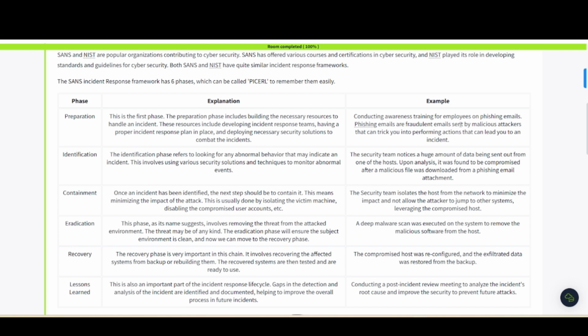Phishing emails are fraudulent emails sent by malicious attackers that can trick you into performing actions that can lead to an incident. Identification. The identification phase refers to looking for any abnormal behavior that can indicate an incident. This involves using various security solutions and techniques to monitor abnormal events. And you have the example here. The security team notices a huge amount of data being sent out from one of the hosts. Upon analysis, it was found to be compromised after a malicious file was downloaded from a phishing email attachment. All right, and you can see the rest here.